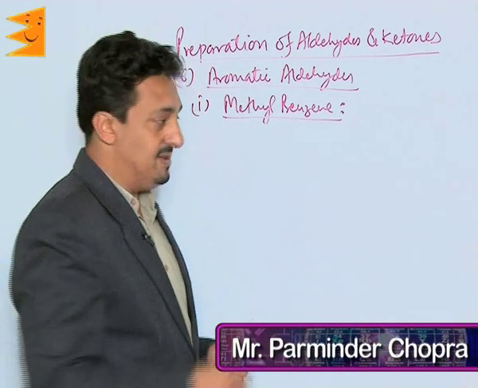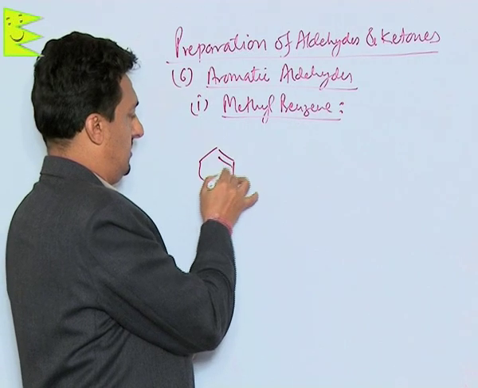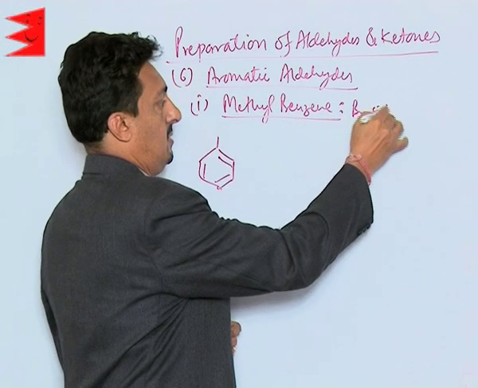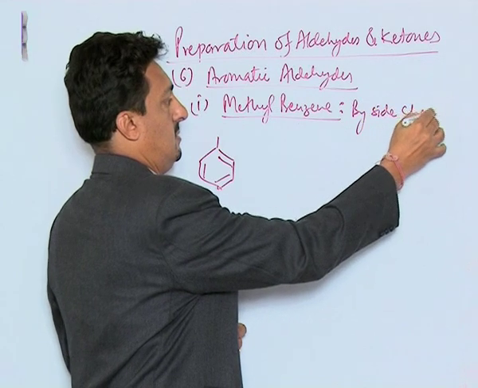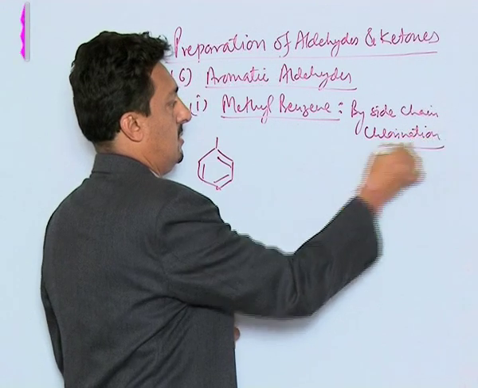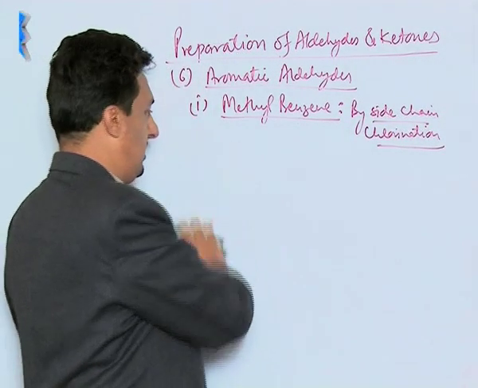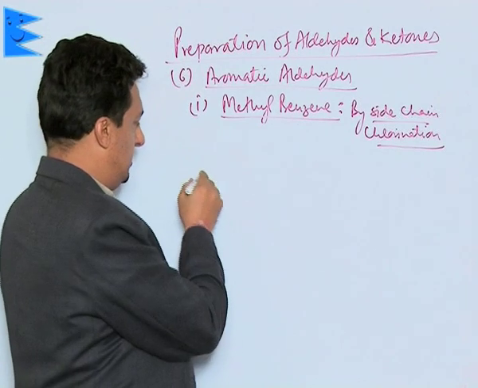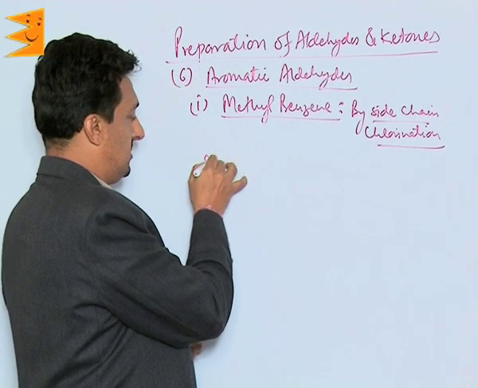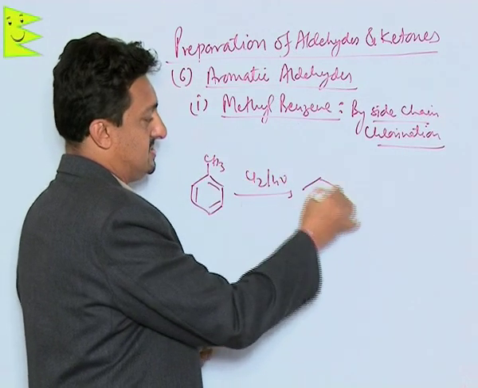The third method to prepare benzaldehyde from the same methyl benzene is by side chain chlorination. We can do the side chain chlorination followed by its oxidation. So what we do in this case is we take toluene, and we do its chlorination in UV light.